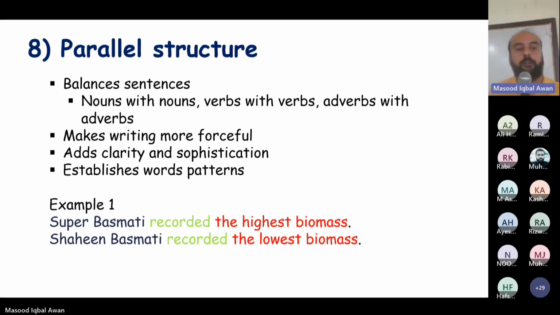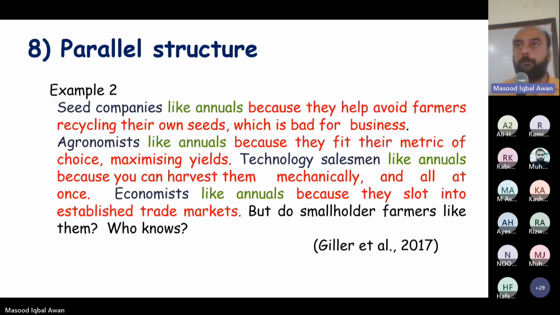What are the advantages of this parallel structure? It makes writing more forceful, adds clarity and sophistication, because scientific writing is an art, and it establishes certain word patterns that a reader can follow easily and grasp your message. This parallel structure is especially useful when we are writing the results and discussion. This is a paragraph from a published paper of one of my favorite English scientific writers, Ken Giller.